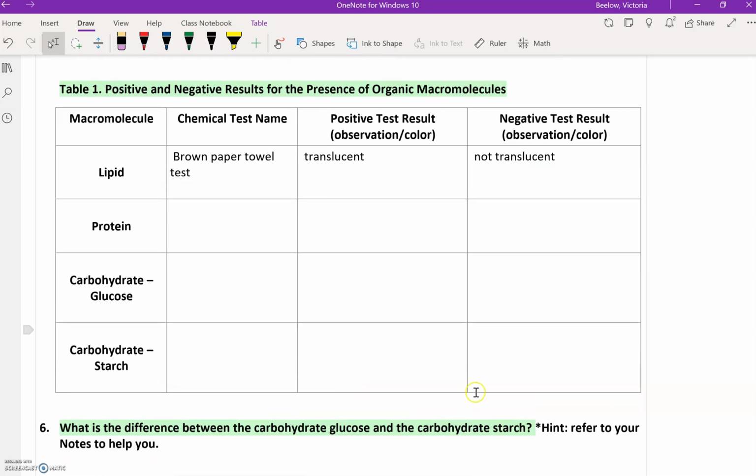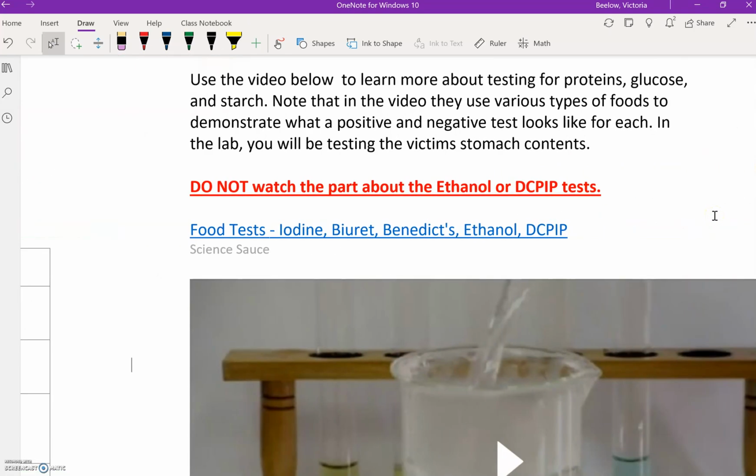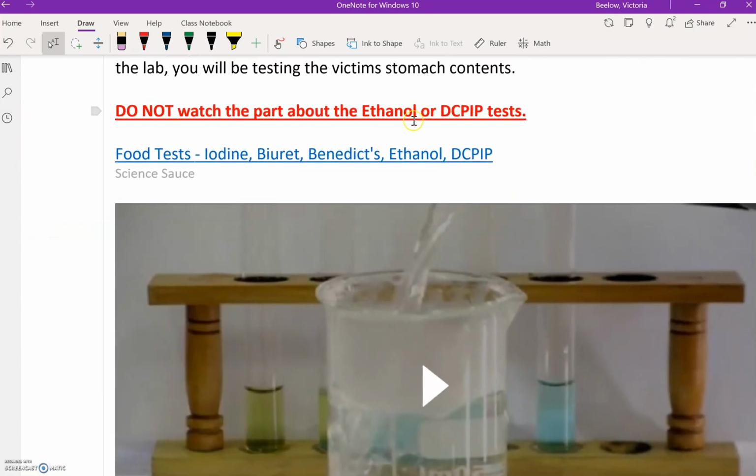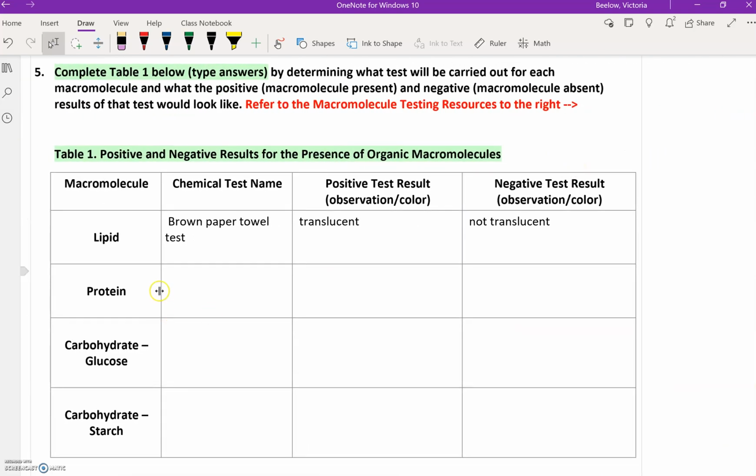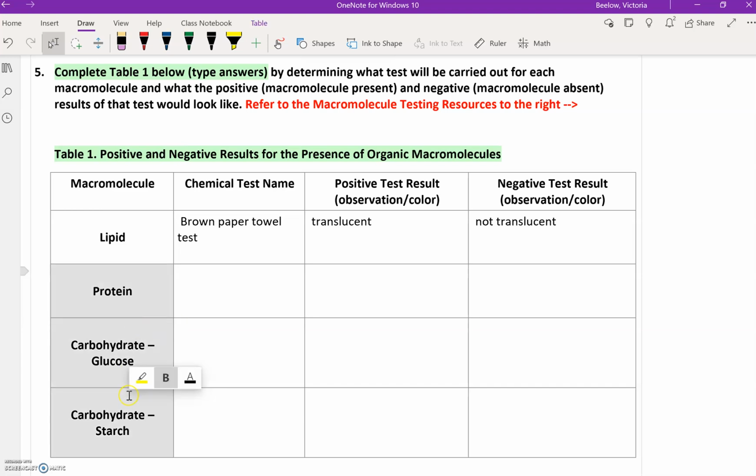Okay, so you're gonna fill out the rest of this using the video here. Please don't watch the parts of the video that talk about these tests because we don't need to know those. You're gonna figure out which of these three tests test for these guys right here. So there is the iodine test, the Benedict's test, and the biuret test.